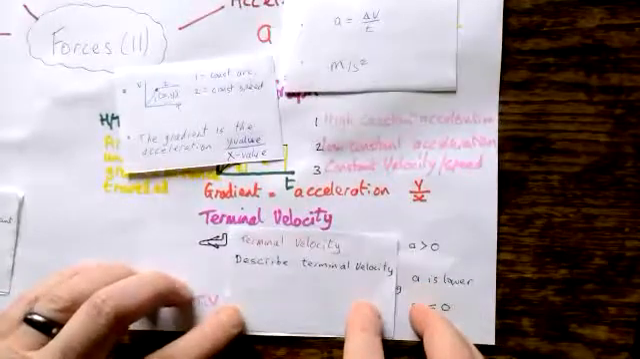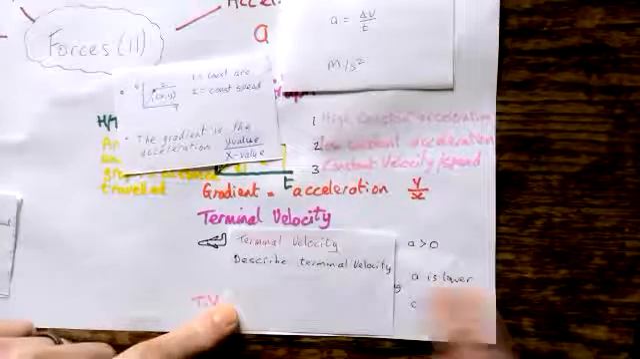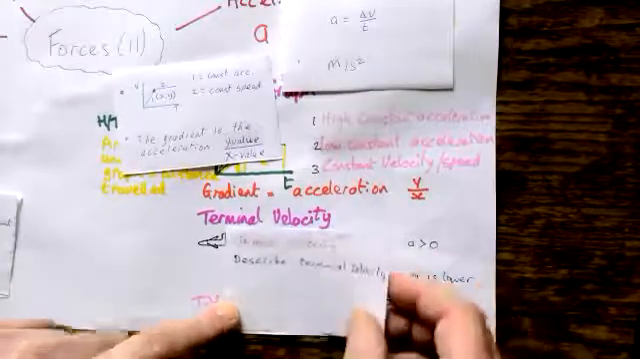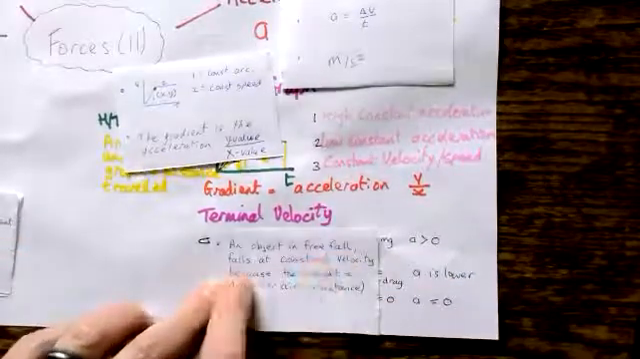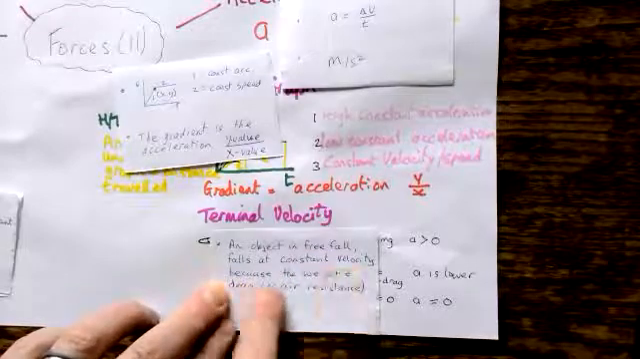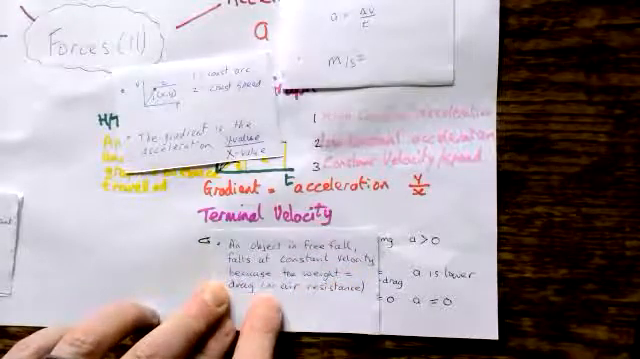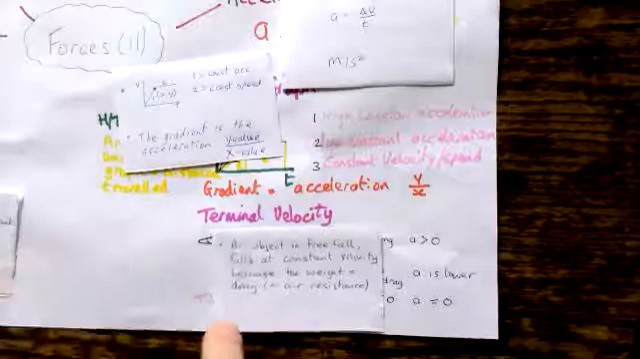Terminal velocity. Again, you could describe what terminal velocity is. So in your own words, describe terminal velocity. Write it down, revise, check if you got your answer right. An object in free fall falls at constant velocity because the weight equals the drag or air resistance.